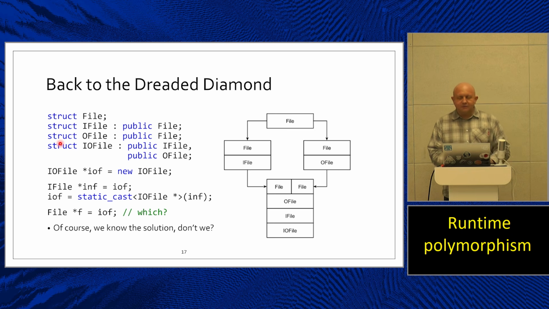We already know the problem. Converting an IO file pointer to a file pointer is ambiguous. There are two file subobjects inside, and of course, we know the classic solution, virtual inheritance. But as always in C++, solving one problem introduces another layer of complexity.